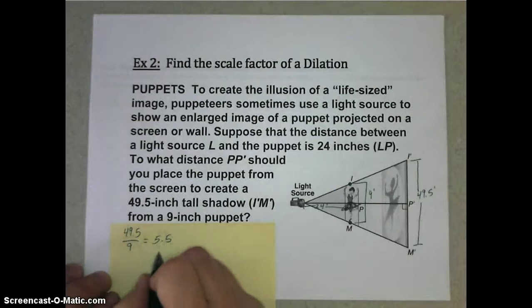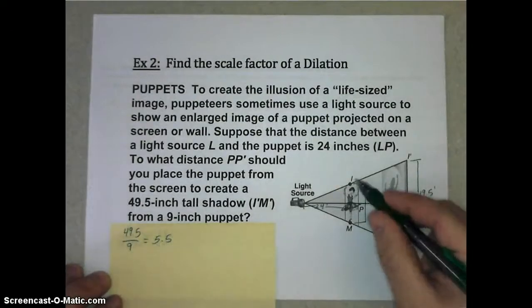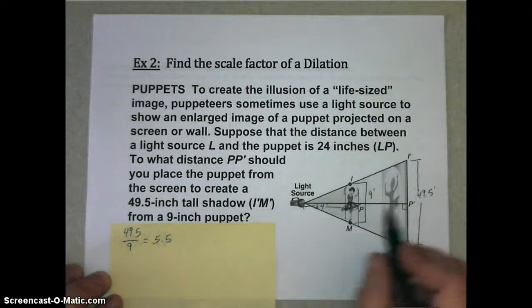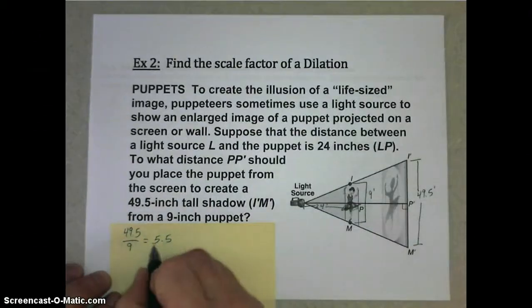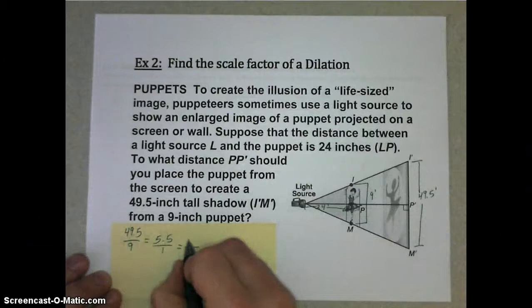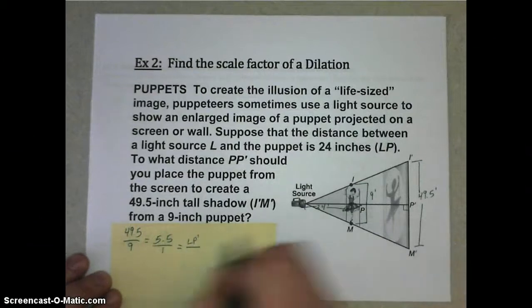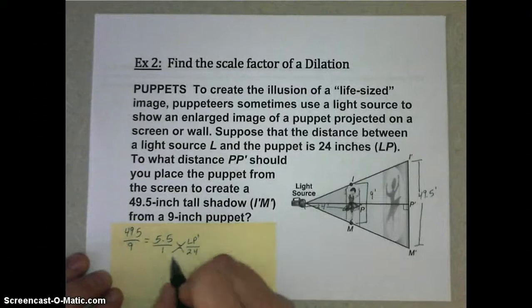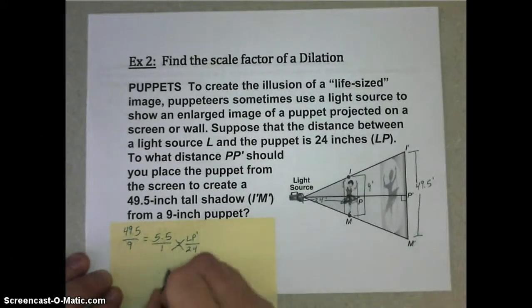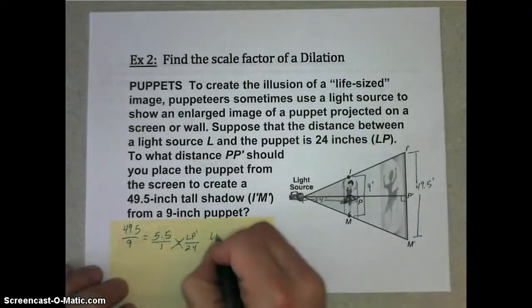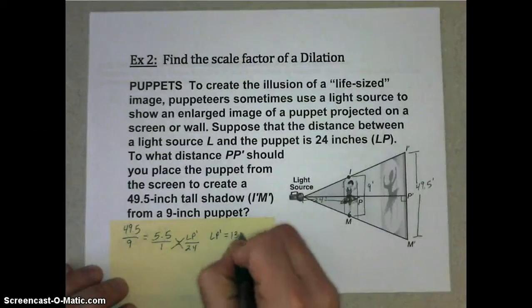So we're going to use that scale factor to find our ratio LP prime. And so since we're using this ratio, I'm going to go ahead and make that over 1 just to make my number smaller. That's going to be LP prime over LP, which I know is 24. And so all we have to do to solve this is to cross multiply, and 1 times LP prime means I take 24 and I multiply it by 5.5, which means LP prime is 132.